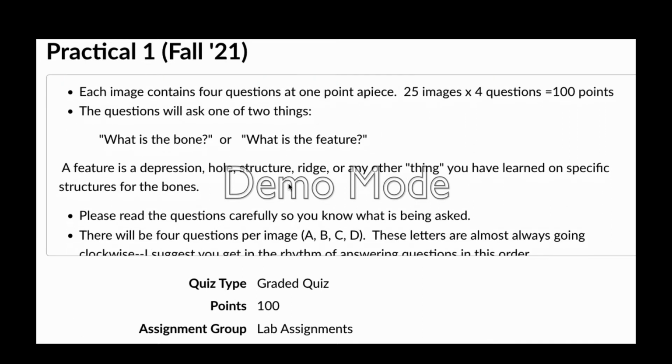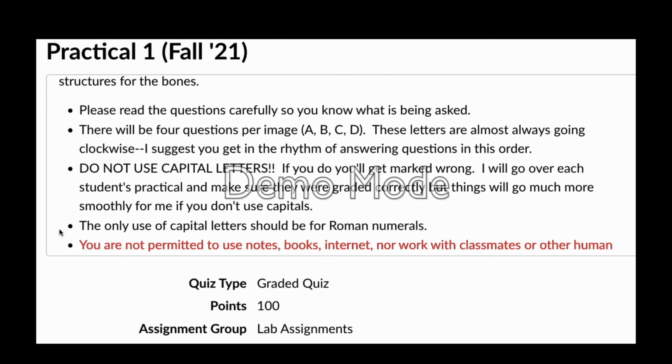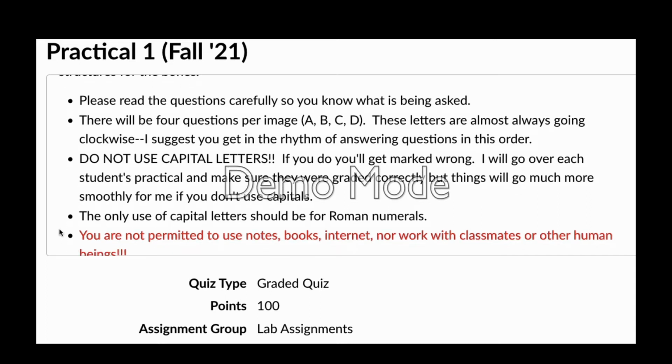And the questions are going to be asking one of two things. What is the bone, or what is the feature? And to be clear, a feature is a depression, hole, structure, ridge you have learned on specific structures for the bones. Please read questions carefully so you know what is being asked. Is it asking what bone it is or what structure it is? So let's just say it's the femur and I'm pointing to the greater trochanter and you put femur. That would be marked wrong because I'm not asking for the bone, I'm asking for the feature.